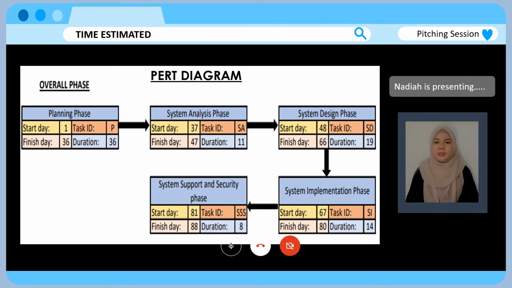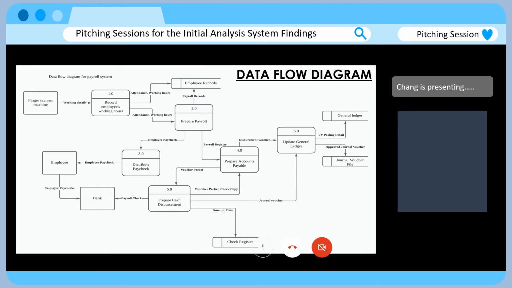And lastly is the system security and support, which will start from day 81 until day 88, and the duration for this phase is 8 days. So from this chart, we can see the detail about the duration of each phase, and we will know when the project will be completed. And this project will be completed within 3 months, because the finish day for the last phase is 88 days.